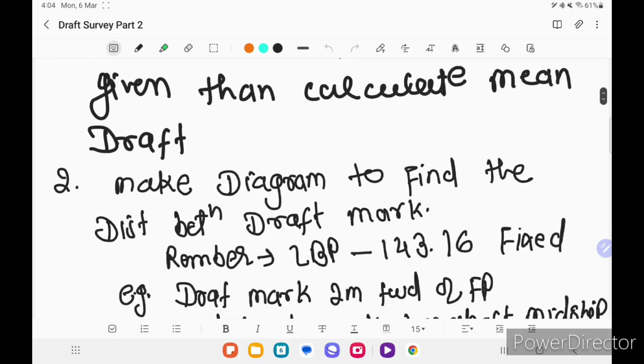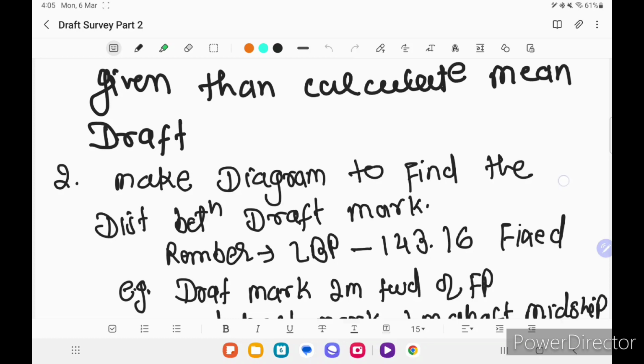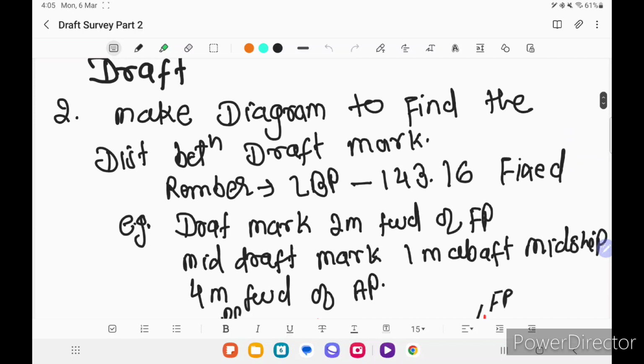Then, very important, make a diagram. The diagram is very important to understand the question, and it is also good from the examination point of view, so that the examiner knows that you know, and if your diagram is good, you will get good marks. So I will teach here how to make the diagram.